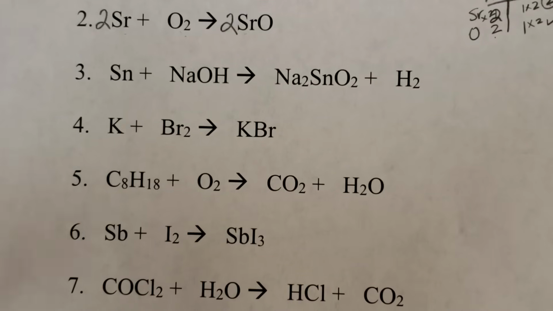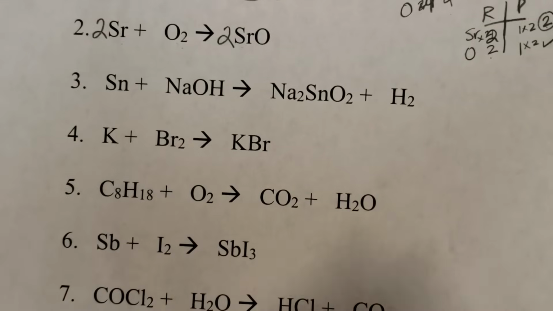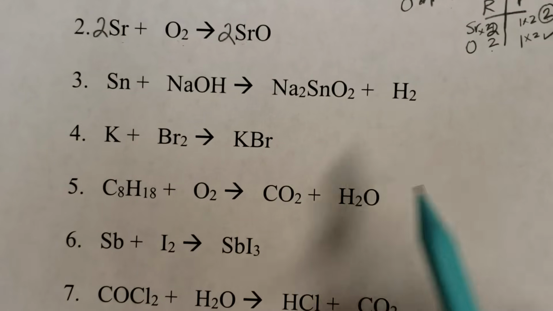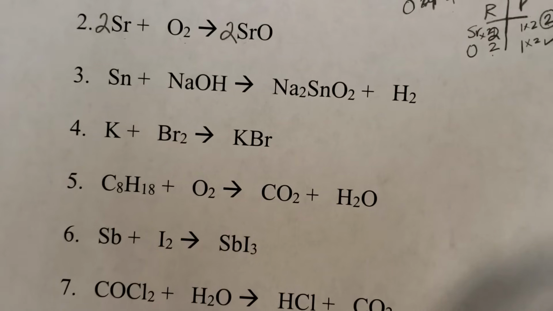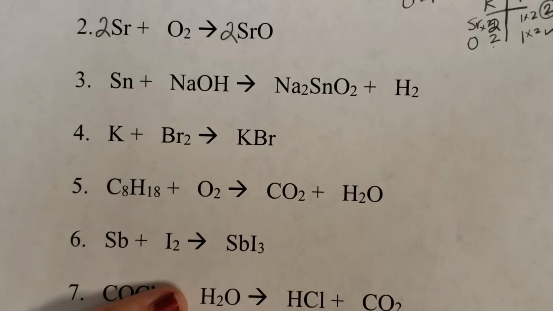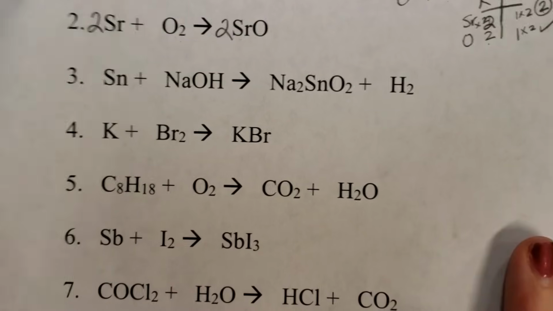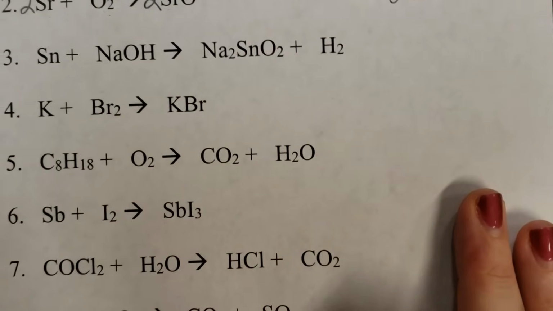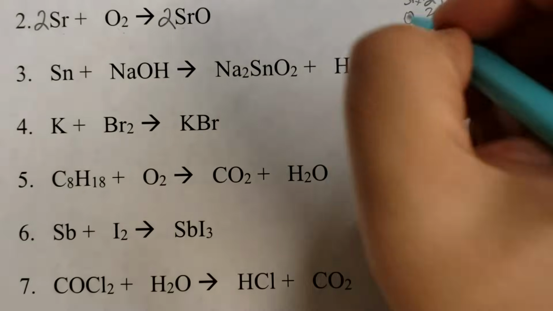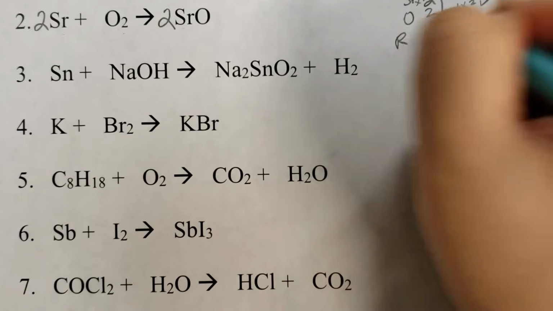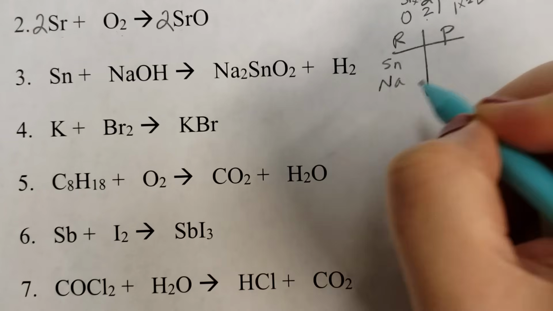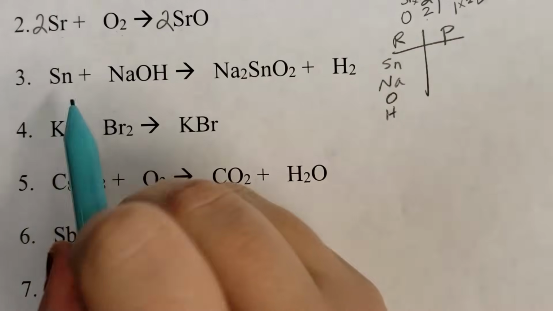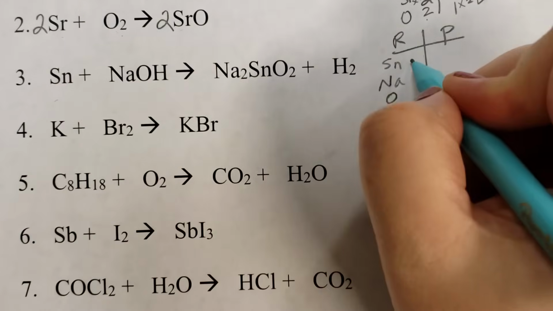All right, number 3. Tin plus sodium hydroxide yields sodium tin oxide. I don't know the name for that. And then just a molecule of hydrogen. Okay. Make our chart, reactants versus products. We have tin, sodium, oxygen, and hydrogen.